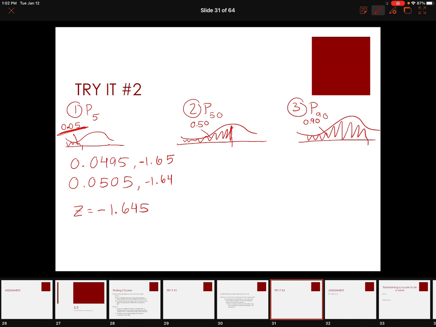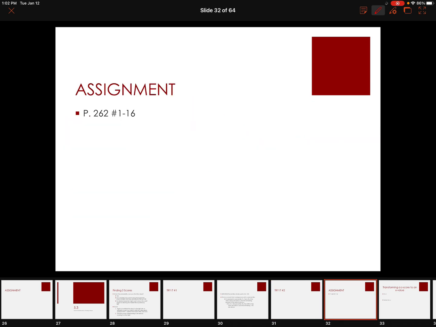For my 50th percentile, I'm looking for 0.5 in the middle of my table. Okay, and the z-score that is closest to 0.5 or exactly at 0.5 would be 0, which makes sense because we know that all of our area under the entire curve is 1, and we know that z equals 0 is my mean, median, and mode. It's where I cut that graph in half. So z equals 0 is my z-score.